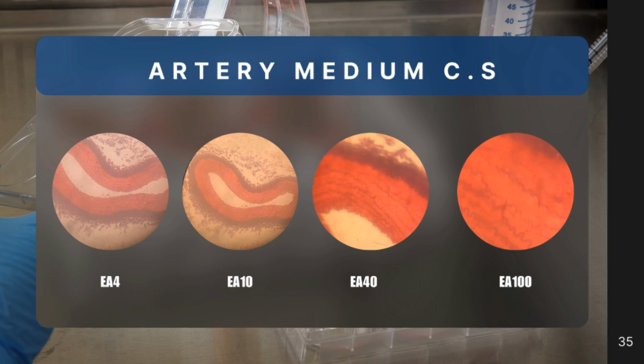The artery cross-section reveals three distinct layers: the tunica intima, the tunica media, and the tunica externa. The tunica intima is the innermost layer and consists of a single layer of endothelial cells. The tunica media is the thickest layer and is made up of smooth muscle cells and elastic fibers. The tunica externa is the outermost layer and consists of connective tissue.